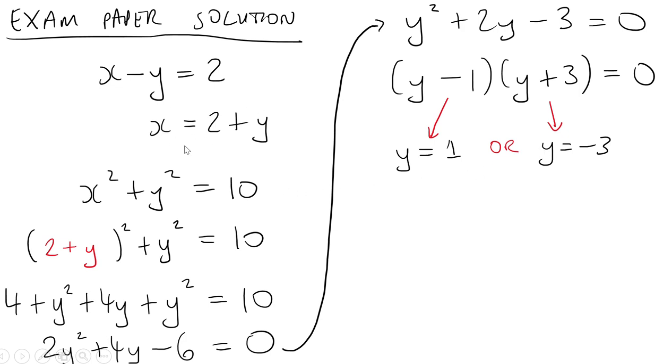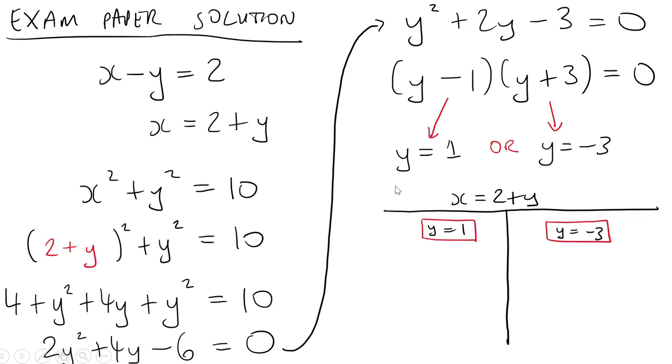So we pick this simple equation here that we've already manipulated, x equals 2 plus y. Get my values for y: y is equal to 1, y is equal to minus 3. We're going to sub them in here. So it's going to be 2 plus 1 and 2 plus minus 3. Of course, when we remove the brackets, that will be 2 minus 3, which is minus 1. This will be 2 plus 1 is 3.